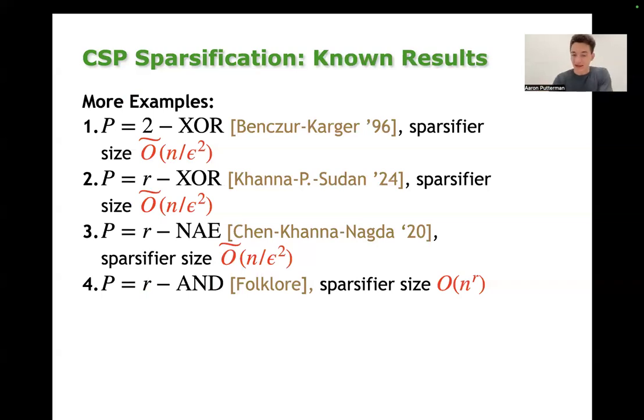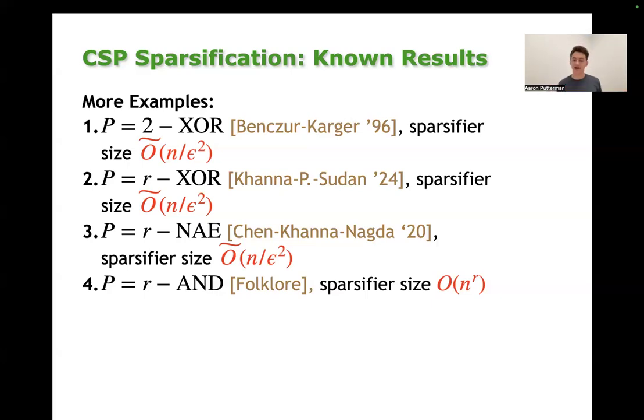Just as a couple of examples: we just saw that when the predicate you're looking at is the 2-XOR function, CSP sparsification is equivalent to graph sparsification, and so we know that you can get CSP sparsifiers of size O tilde of n over epsilon squared. It turns out that in a separate work, we generalized this to show that when you consider arbitrary arity XORs, so an XOR that's potentially on R variables, you can still get CSP sparsifiers of size, again, O tilde of n over epsilon squared.